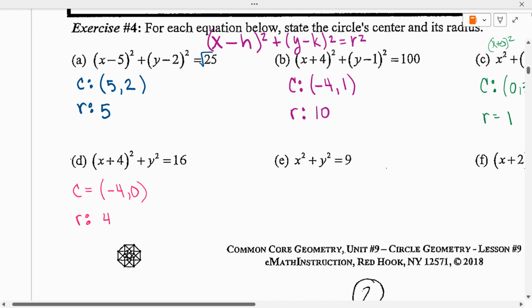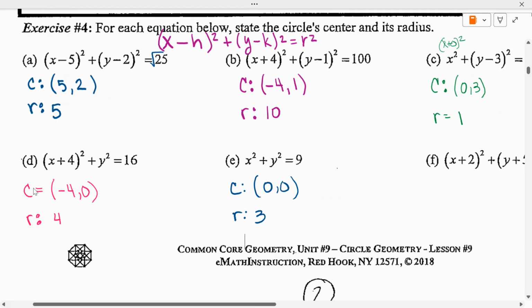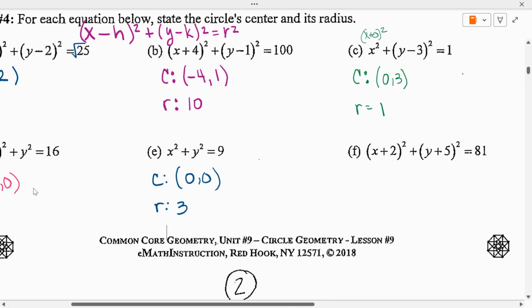Okay, who feels like they can do E? Go ahead, Manuel. What is it? (0, 0). And what is my radius? Good job. Noah J, you good with that? Okay, you want to do F? Okay, what'd you get? Perfect. Good job. How do we feel about that? Gucci?